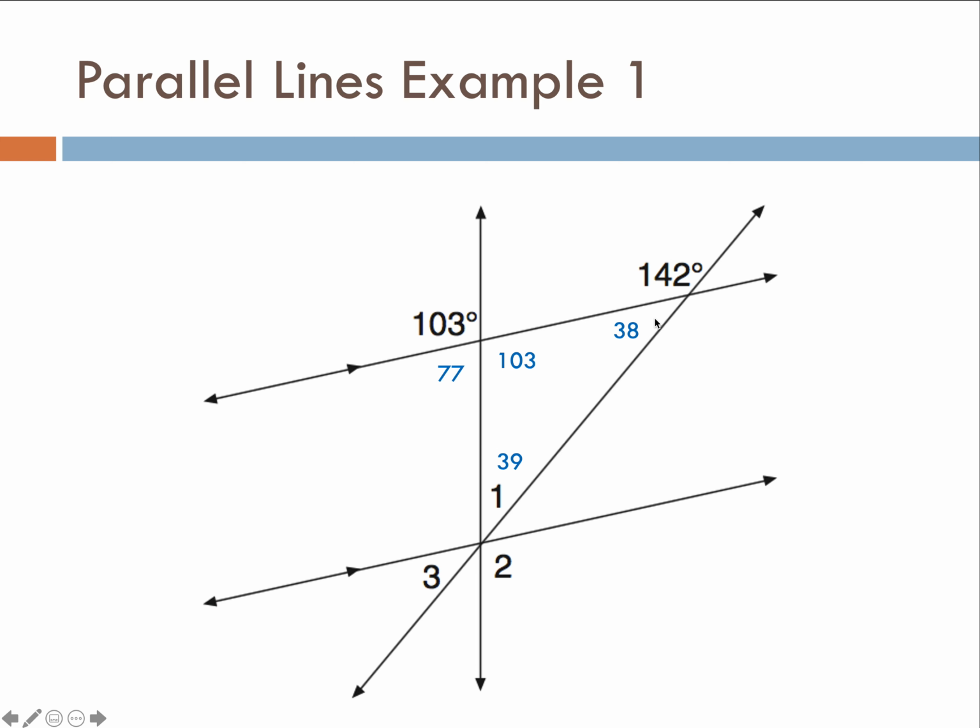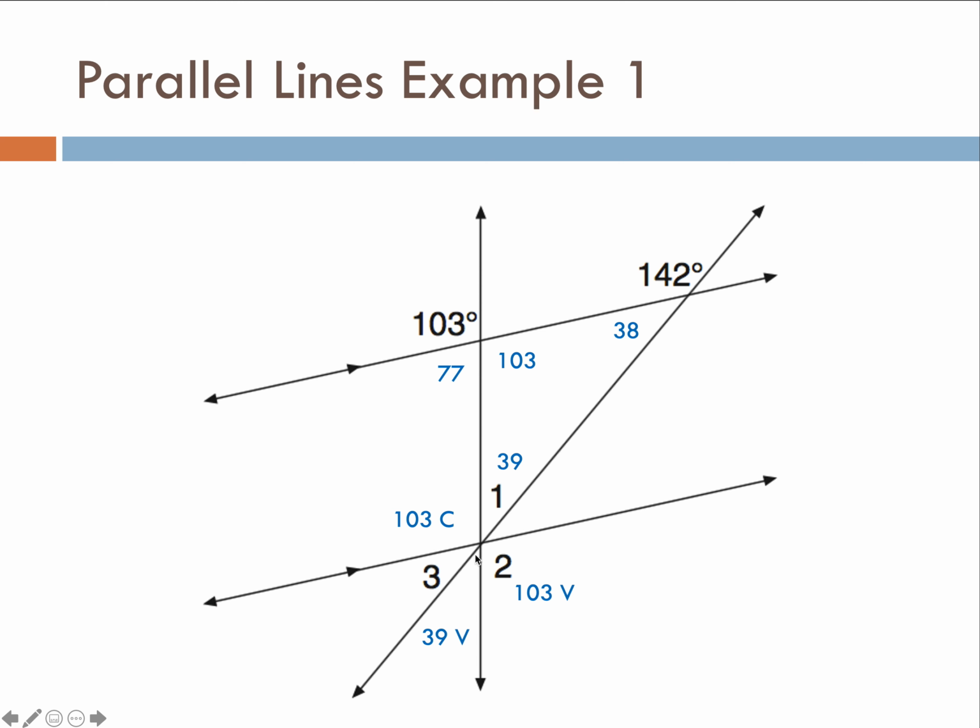Next angle I'll calculate is the 39. I got that because these three angles form a triangle, and that means they must add to 180 degrees. Next is this 103. The C stands for corresponding. The 103 degrees here is corresponding with the 103 degrees here. And once I know that this is 103, then since it's across the vertex, this is also 103 by vertical angles.